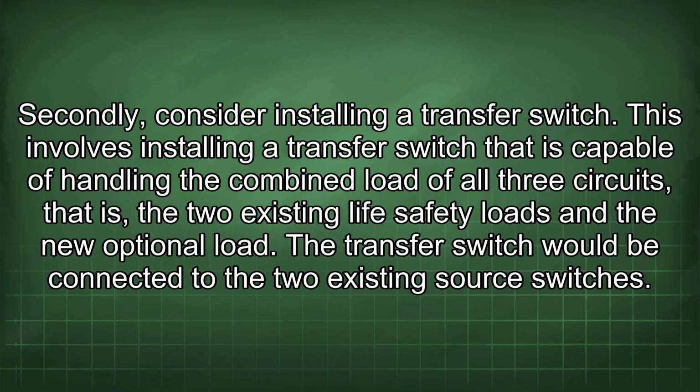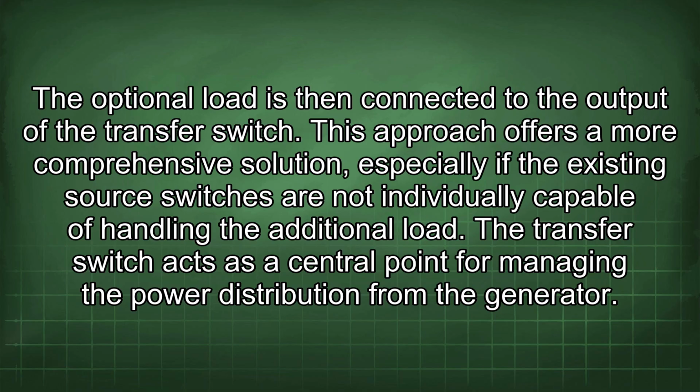This involves installing a transfer switch that is capable of handling the combined load of all three circuits, that is, the two existing life safety loads and the new optional load. The transfer switch would be connected to the two existing source switches. The optional load is then connected to the output of the transfer switch.